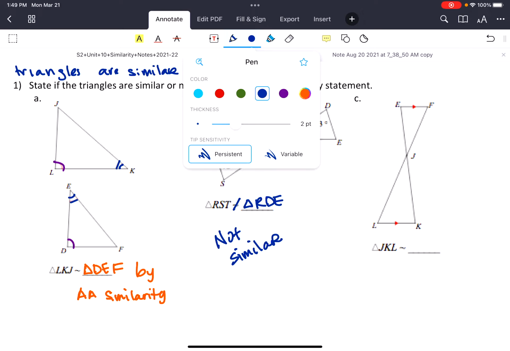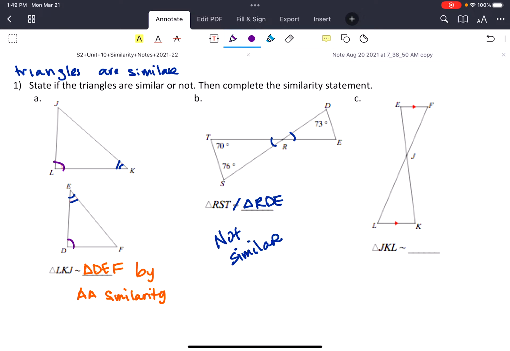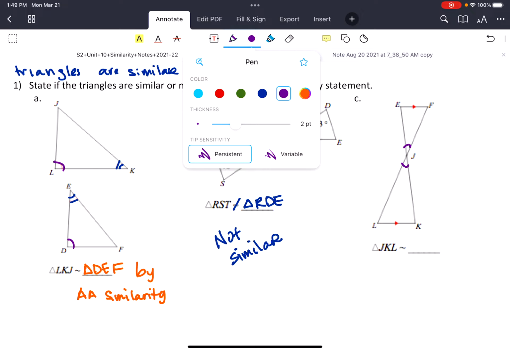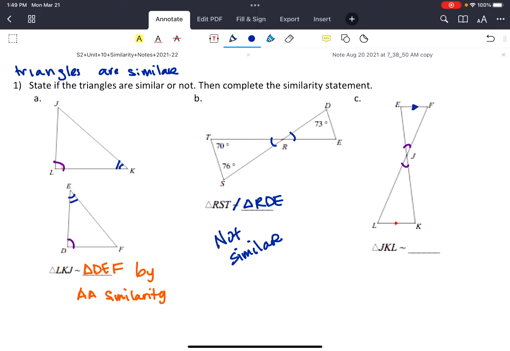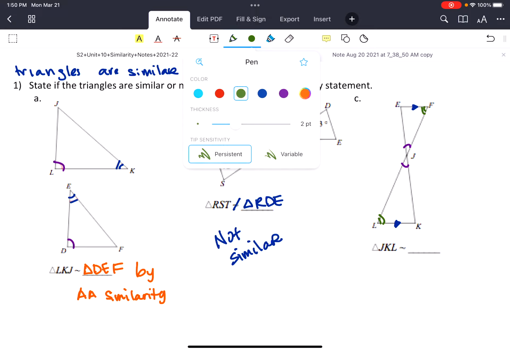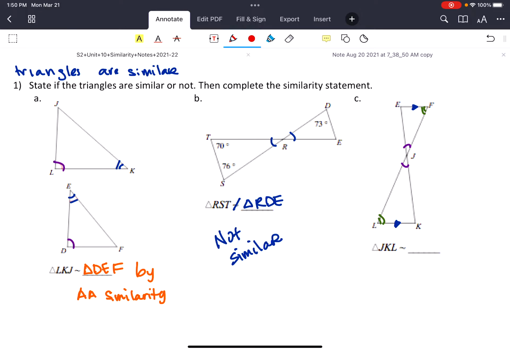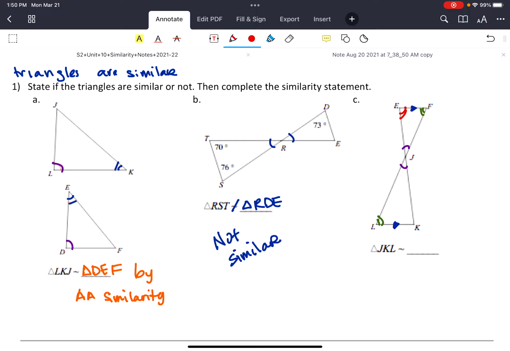Okay, lastly, I don't have any angles marked, but I know that J is congruent to J. And then this marking right here, if you remember from 10.1, the little arrows on the line, means that those two lines are parallel. So when the two lines are parallel, let's do a different color, I know that L and F are congruent due to alternate interior angles. And I know that E and K are congruent due to alternate interior angles. We get that from the parallel lines.